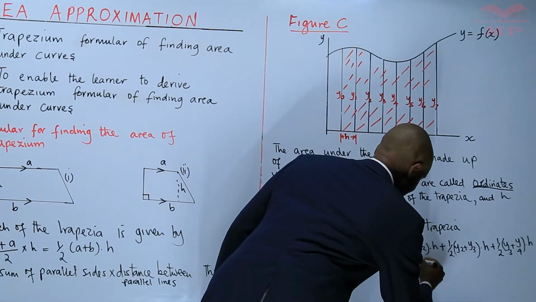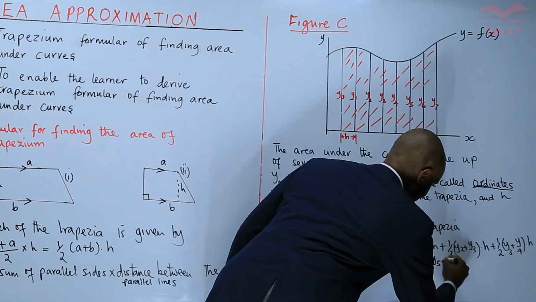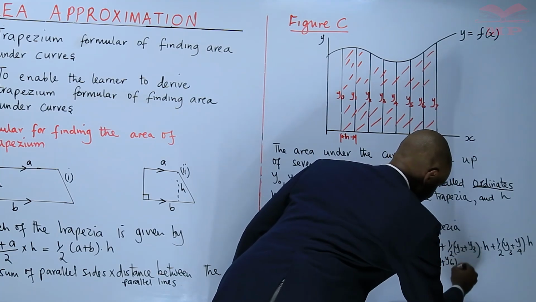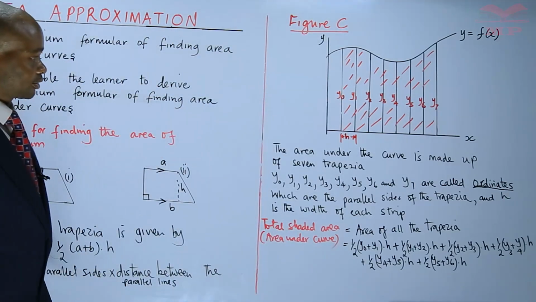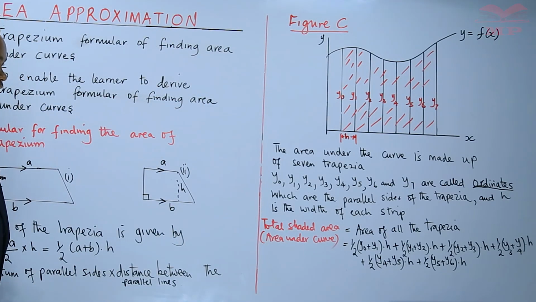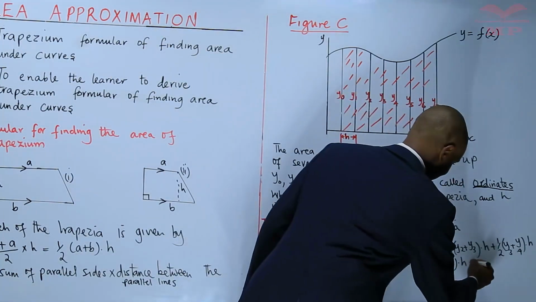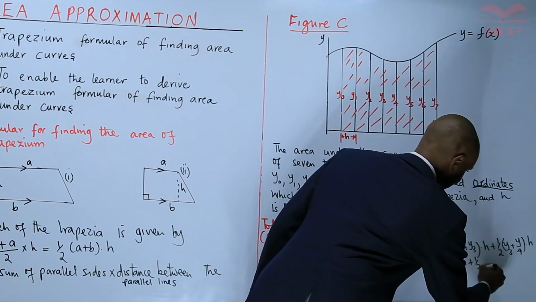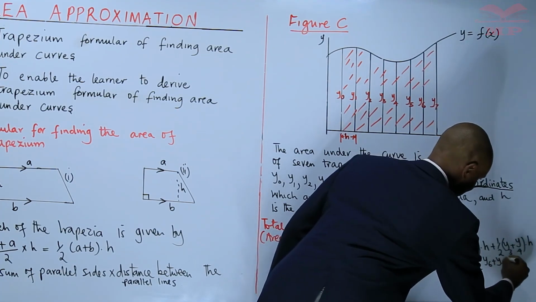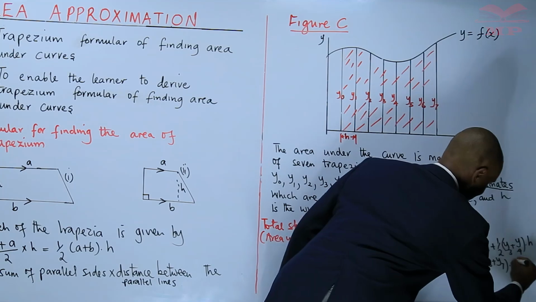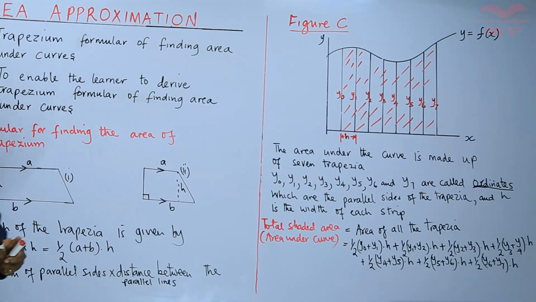Plus a half (y5 plus y6) times the width h. We have the last one, which is a half (y6 plus y7) times the width. So we come and factorize.